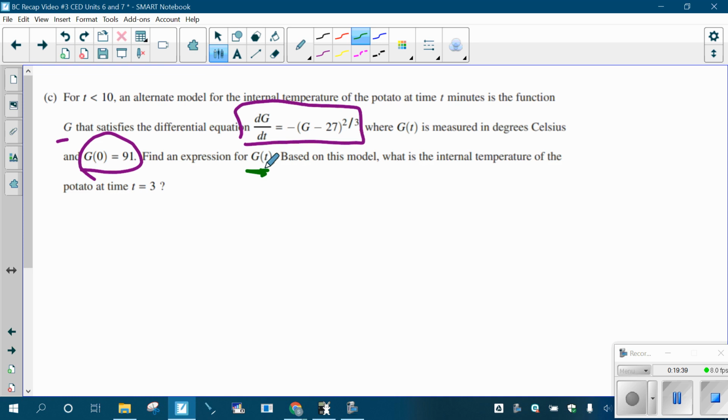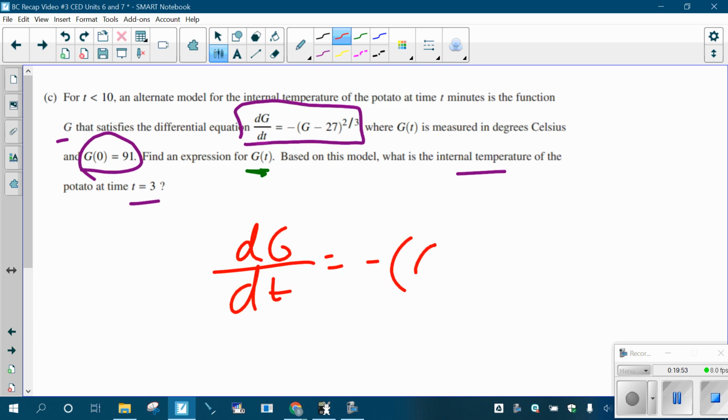Okay, and then they're saying, by the way, once you actually get this solution, what's the internal temperature at t equals 3? So we are actually going to solve a differential equation. Again, notice we've gone all the way to part C and we haven't even solved one. So now we're going to do it. Stick with me here.